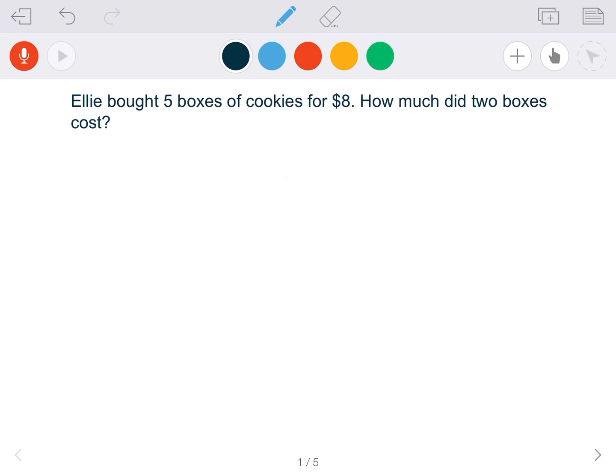Step 2, we need to identify the question and rewrite it, leaving a blank for the answer. How much did 2 boxes cost? So, I'm going to write "Two boxes cost blank dollars." Remember, when you start a sentence with a number, you need to write out that number. So we can't just write the digit 2.